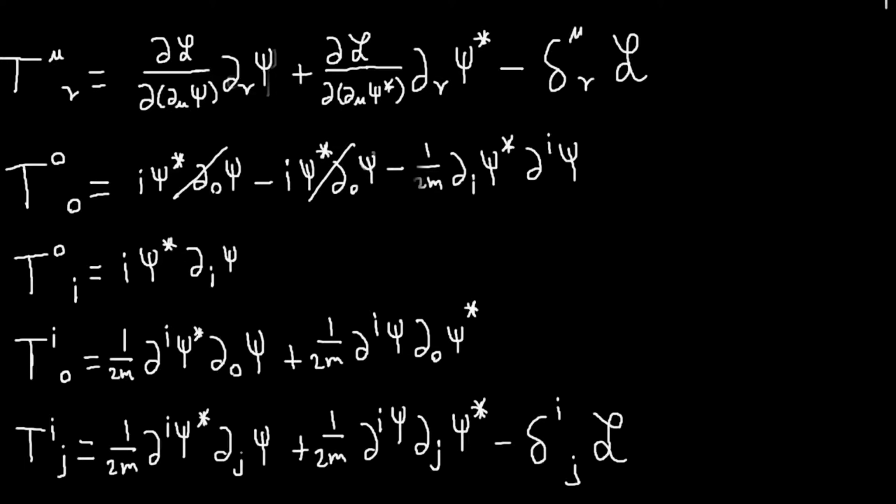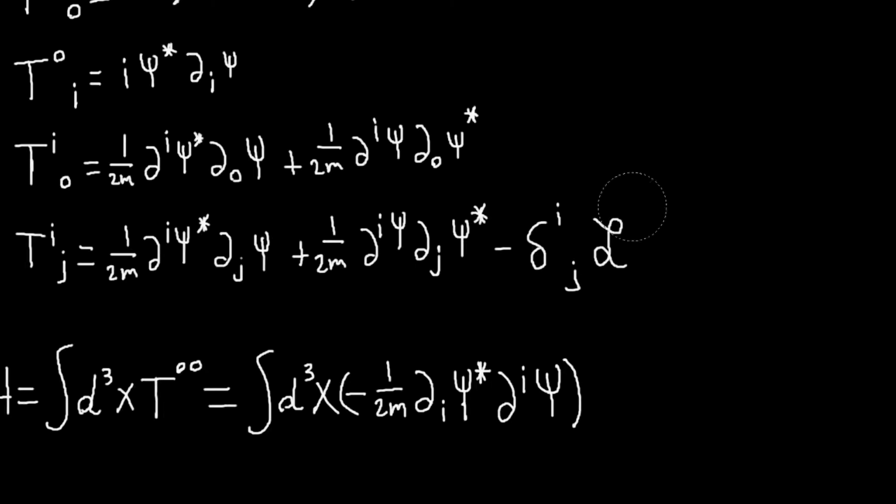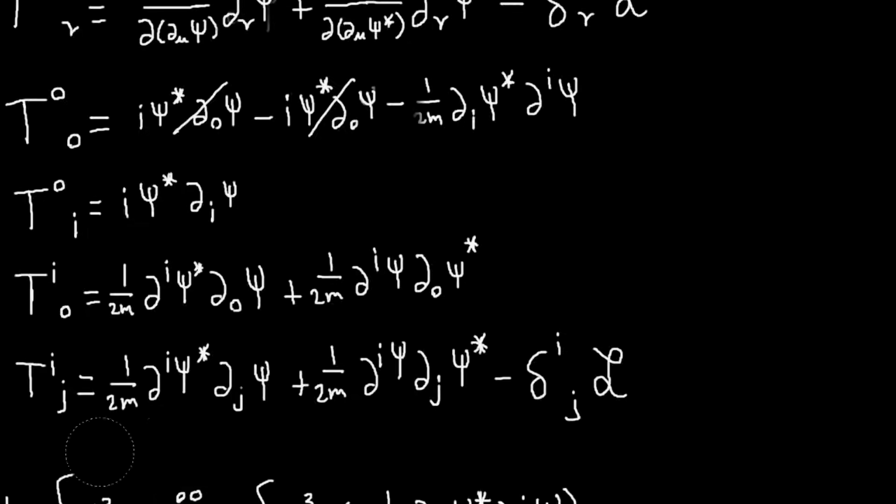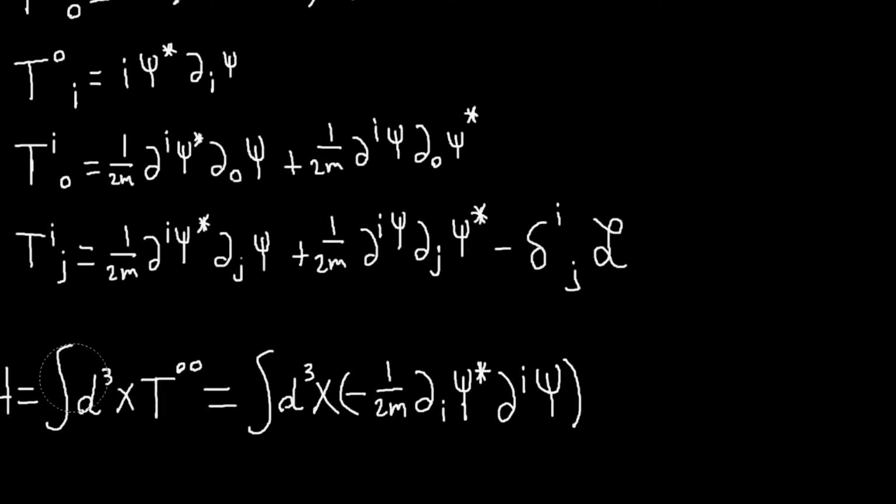That's what I get. And then the Hamiltonian we can just write as the integral of the 0, 0 component of the energy momentum tensor, integral over all space.